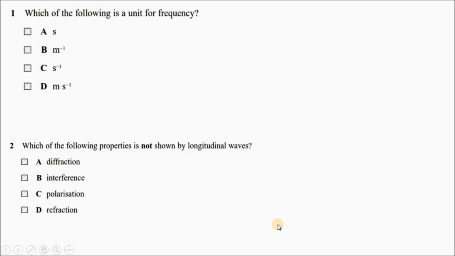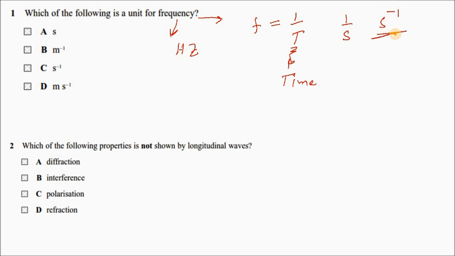Question number 1, which of the following is a unit of frequency? So frequency, generally unit is hertz, but hertz is not given. So you need to see the formula for frequency. The simple formula for frequency is f equal to 1 upon T. T is time and measured in seconds. So this is 1 upon second or second inverse. So second inverse is the unit. So option is C.